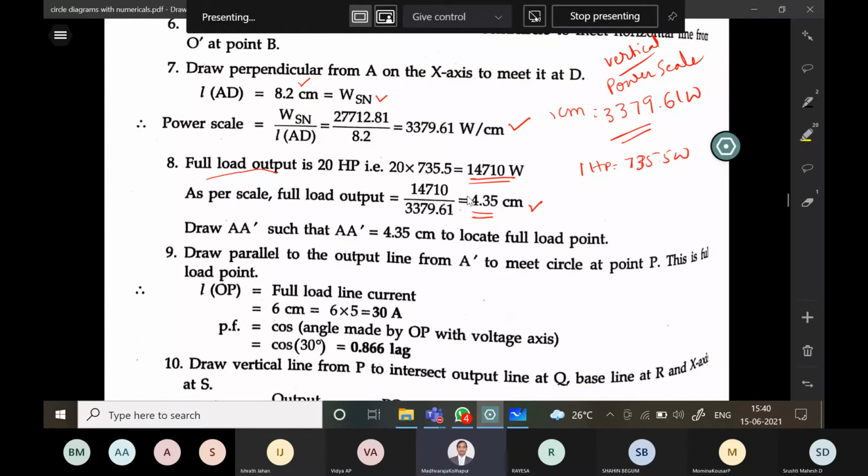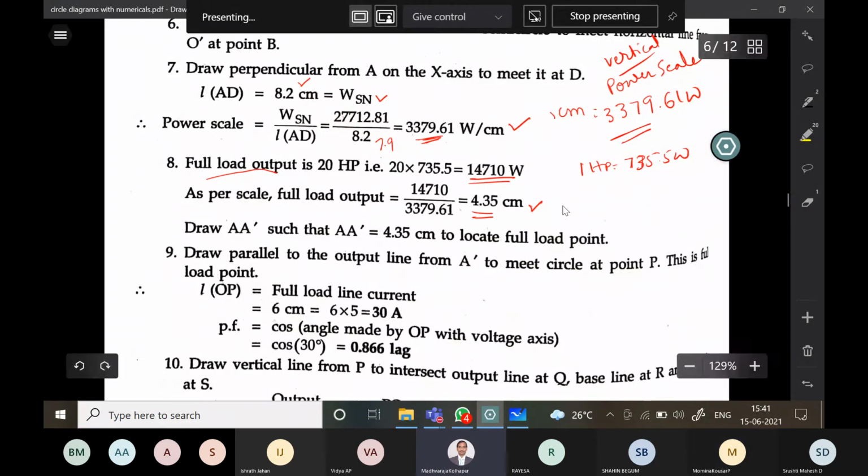Whatever you get, you put it. Somebody may have got 7.9; depending upon that, your power scale will vary, and you calculate according to that. All of you, how much did you get for the power scale, that is, the full load output? Momina Kausar, for 7.9, how much did you get for full load output? 4.19. Okay.